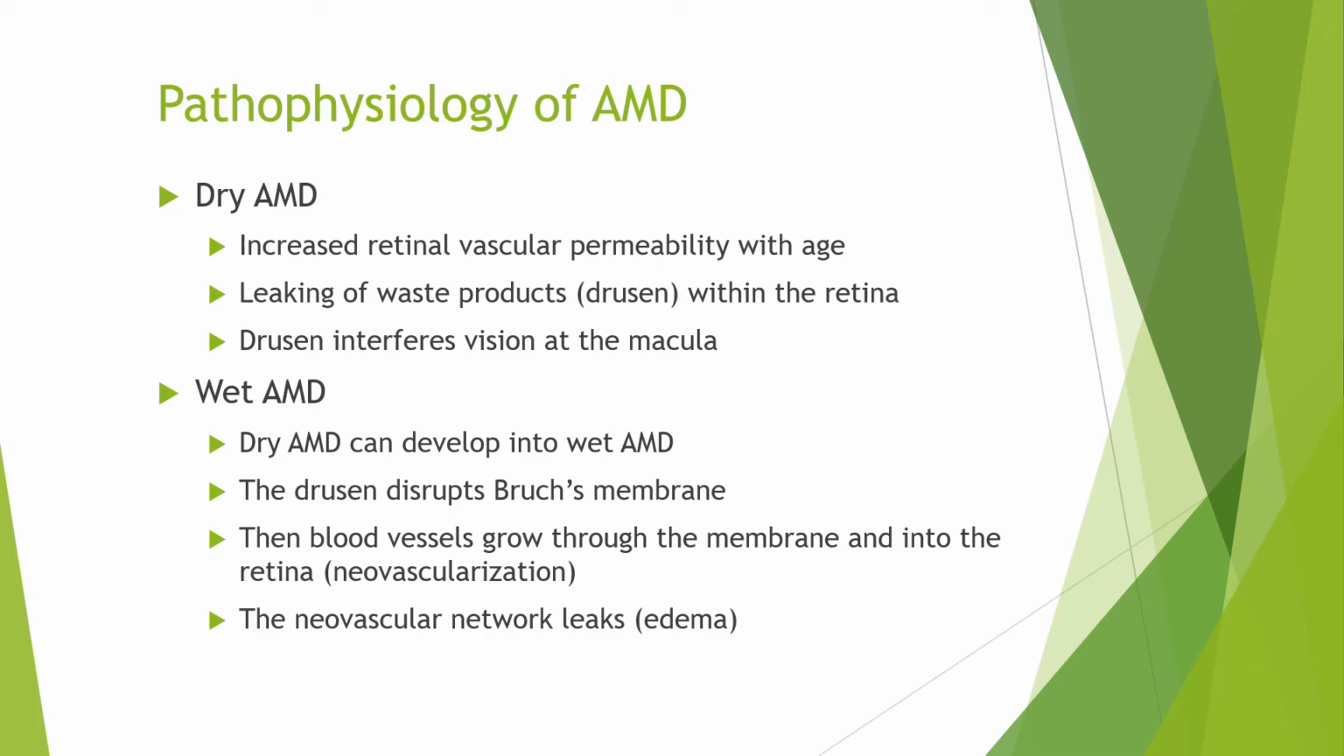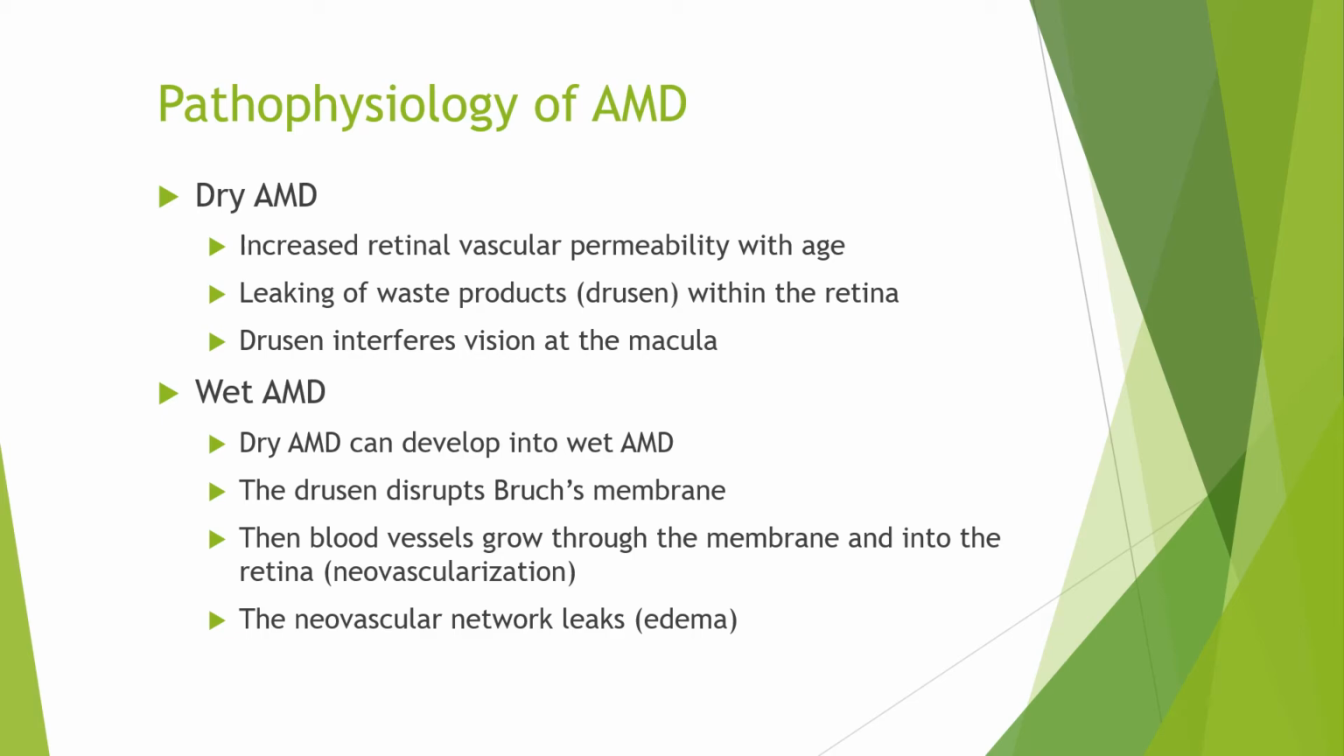Now that the Bruch's membrane has been disrupted by drusen, the blood vessels now have an access to new layers of tissue and the hypoxic environment. That is the interior of the eye. The blood vessels then are stimulated to grow through the membrane and into the retina. This is known as neovascularization. This is a serious threat to vision because the neovascular network is not as sturdy as a standard normal vasculature. This neovascular network can leak a lot, and it is prone to hemorrhages.